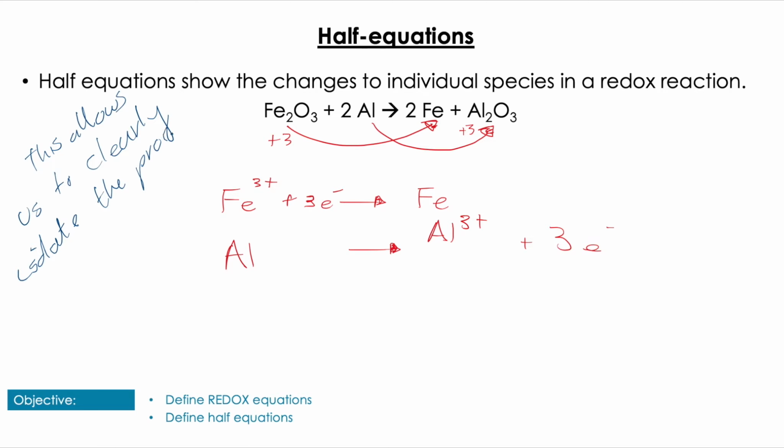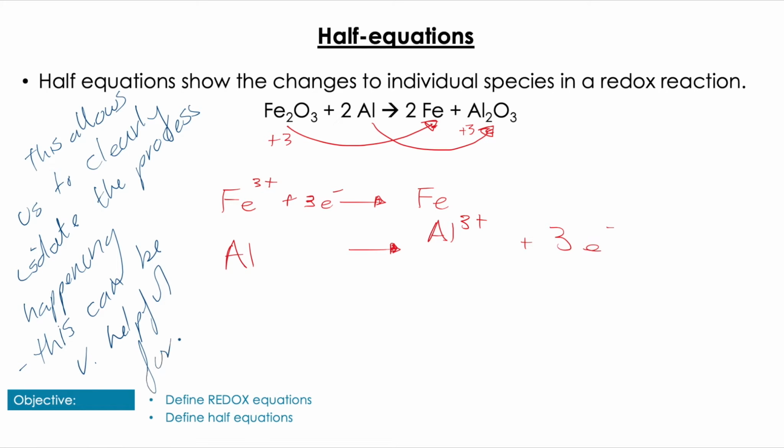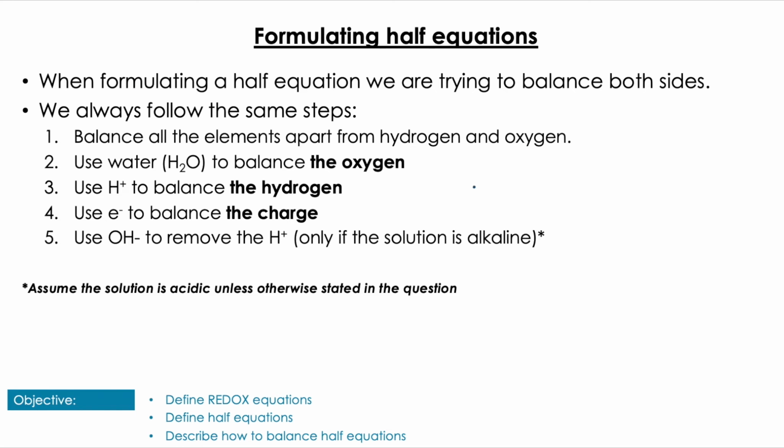versions of complicated systems. Now, in this example, we only needed electrons to fully balance our half equations, but we're going to go through a stepwise process that's going to allow you to balance any half equation that you come across. And it's made up of 5 steps. So the first step is you're going to balance the equation, everything apart from hydrogen and oxygen. Then you're going to use water to balance oxygen, H+ to balance hydrogen, and electrons to balance charge. And if you need to, you're going to use OH- to balance the H+.